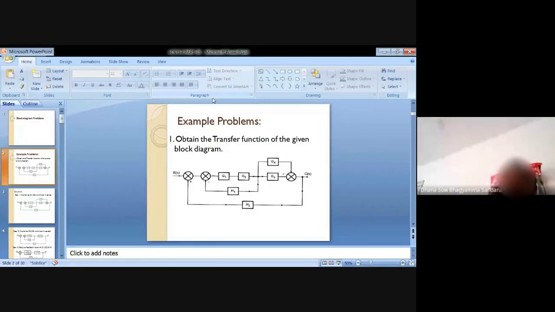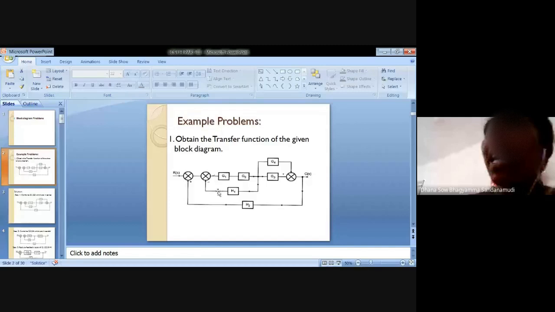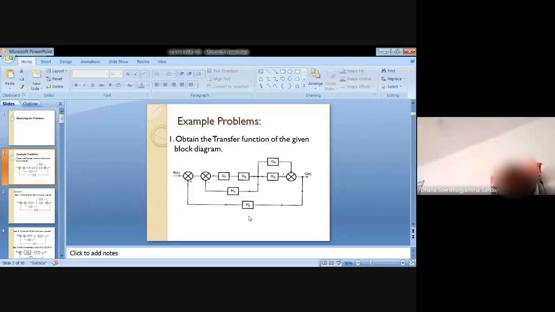Okay, you can see a block diagram here. There are three summing points and some block transfer functions represented in some blocks. Input is R of S, output is C of S.